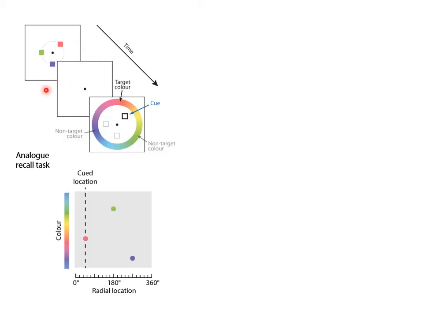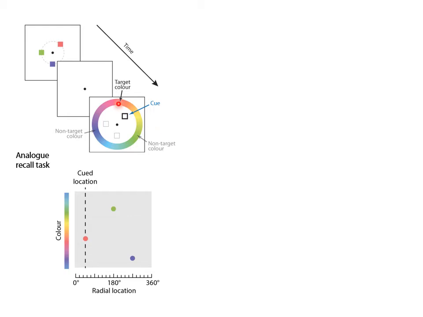This is an illustration of an analog recall task testing visual working memory. In this kind of task, a set of items is presented. Here, 3 different colour patches at different locations on an invisible circle. There's a brief delay, and then one of the locations is indicated by a cue, this thicker square here, and participants are required to click on the colour wheel to indicate the colour they remember seeing at that location.